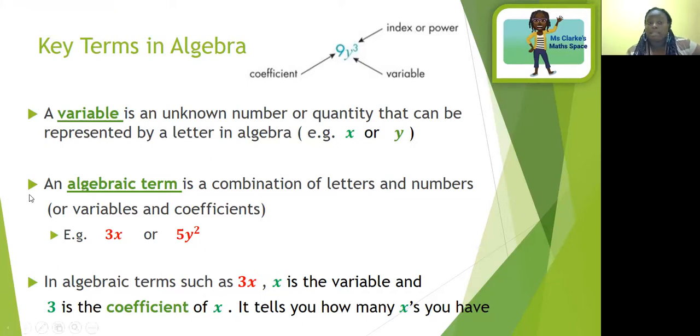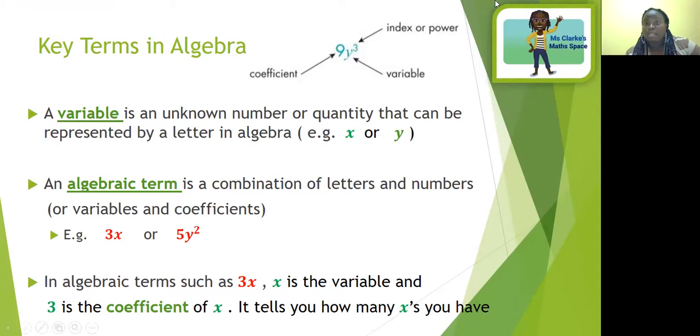Our second key term here is an algebraic term. Textbook definitions, yes, bear with me. Having proper knowledge of these things is going to help when I start using a whole set of numbers and letters. Let's get the English part of the maths first. An algebraic term is a combination of letters and numbers, or more mathematically speaking, the letters are known as variables, as we just learned, and the coefficient is the number in front of the letter or variable.